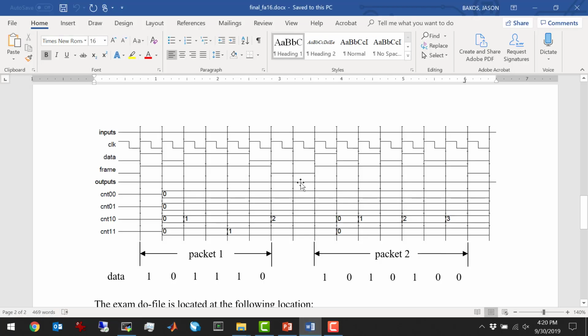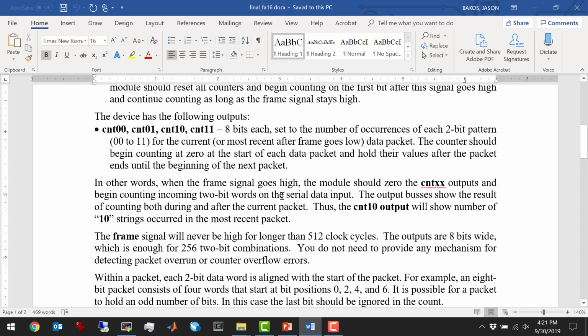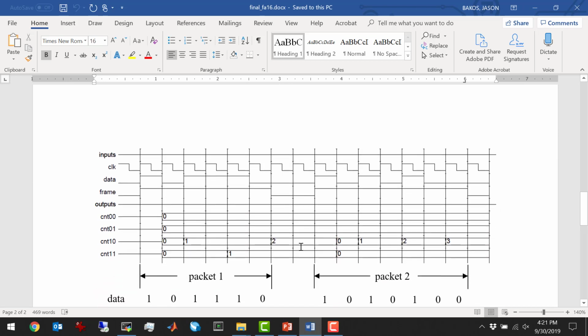because the lab sheet, or actually the exam in this case, said that when the frame signal goes high, the module should zero the outputs. Also notice, it's kind of subtle, but you see how the counts had just a line prior to the first packet coming in? That was because those were don't knows, they were undefined, because this design did not reset those with the reset signal. In fact, we may not want to reset them with the reset signal, because according to the behavior, we don't have to reset the counters until we get a frame signal, right?